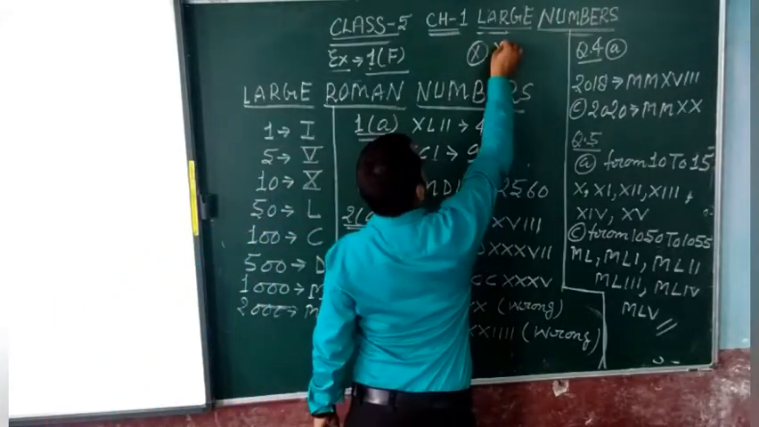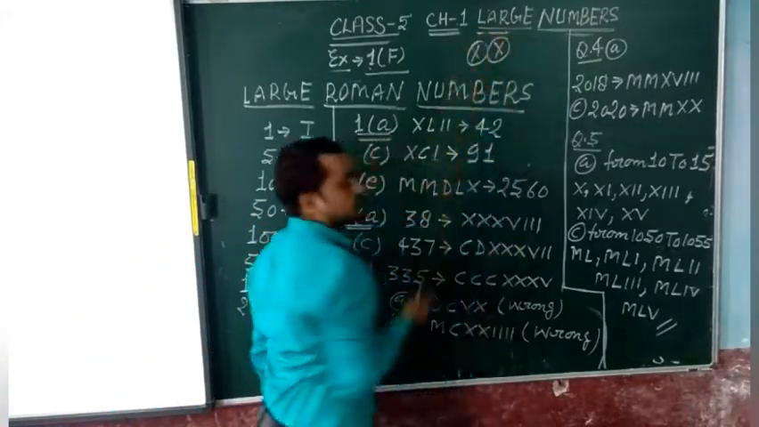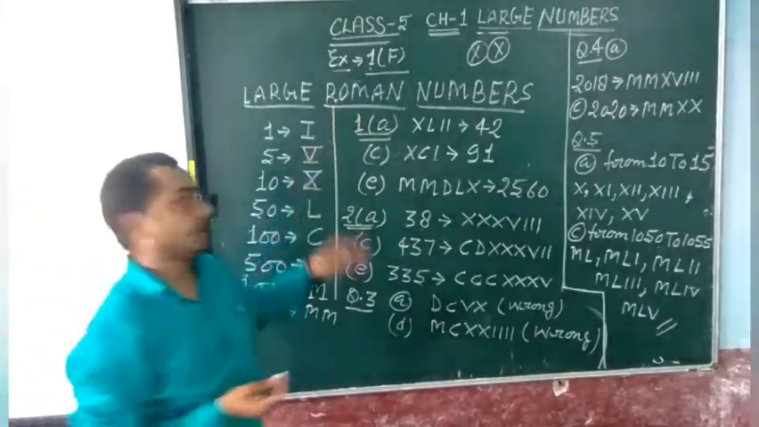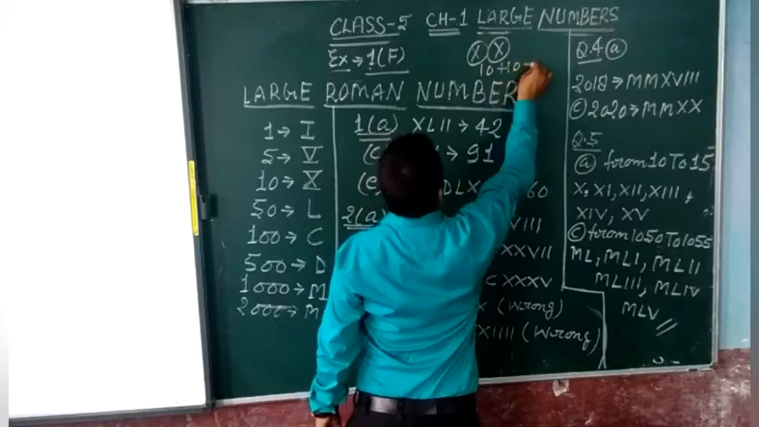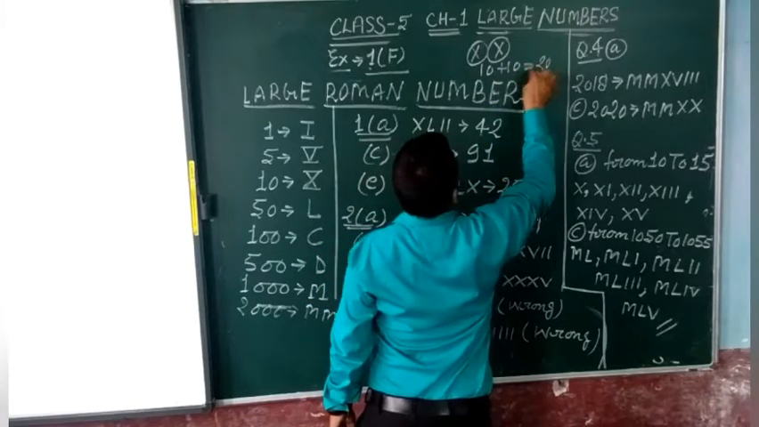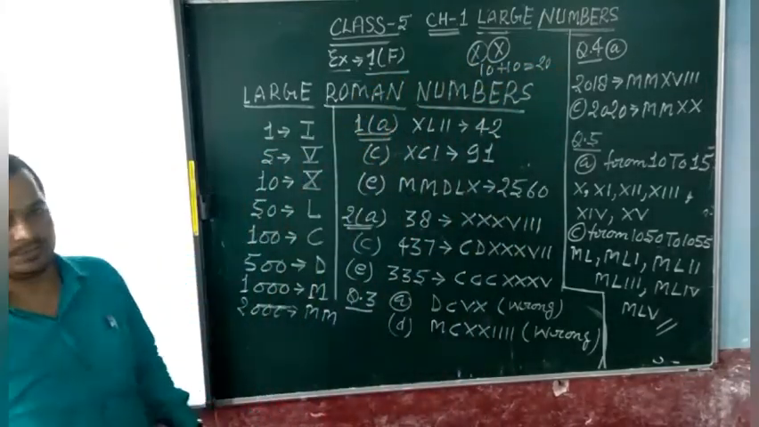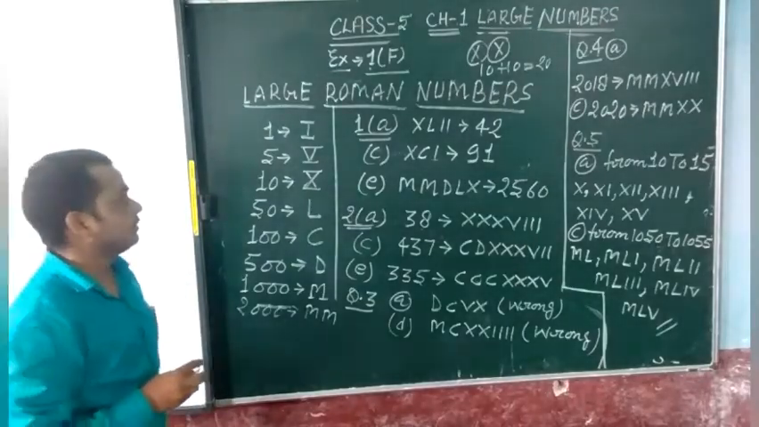Again, next symbol X. So we have XX. So the value will be added. That means 10 plus 10 is equal to 20. So 20 is for XX. Clear?